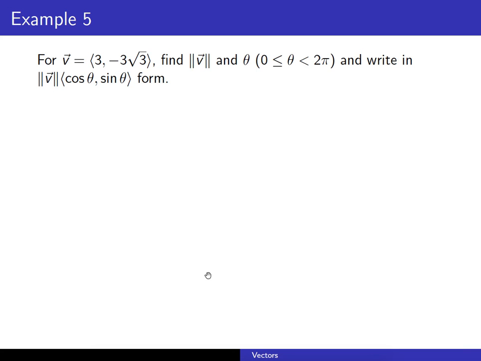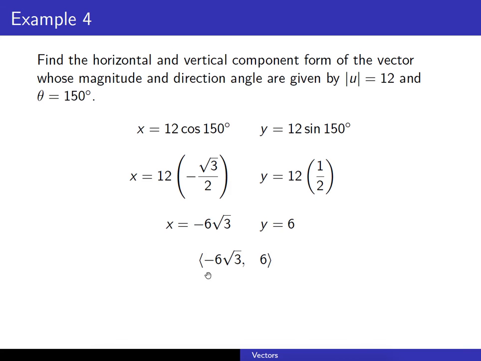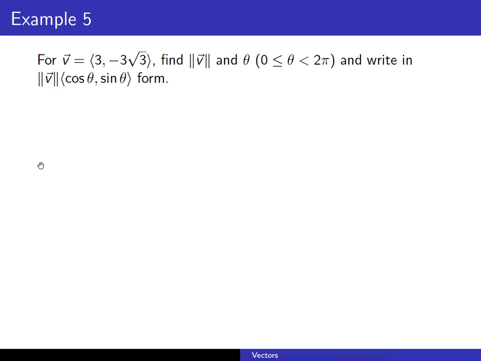All right, now we're going to go backwards. We're going to essentially start with our answer and work our way backwards to get the magnitude and the angle of rotation. So this time we're given the vector has component form 3, negative 3 square root of 3. We're going to find the magnitude and then the angle. We're going to restrict the angle just like before, where we're within one rotation. And we're going to write it in this form, so we don't have to write the magnitude twice in that case.